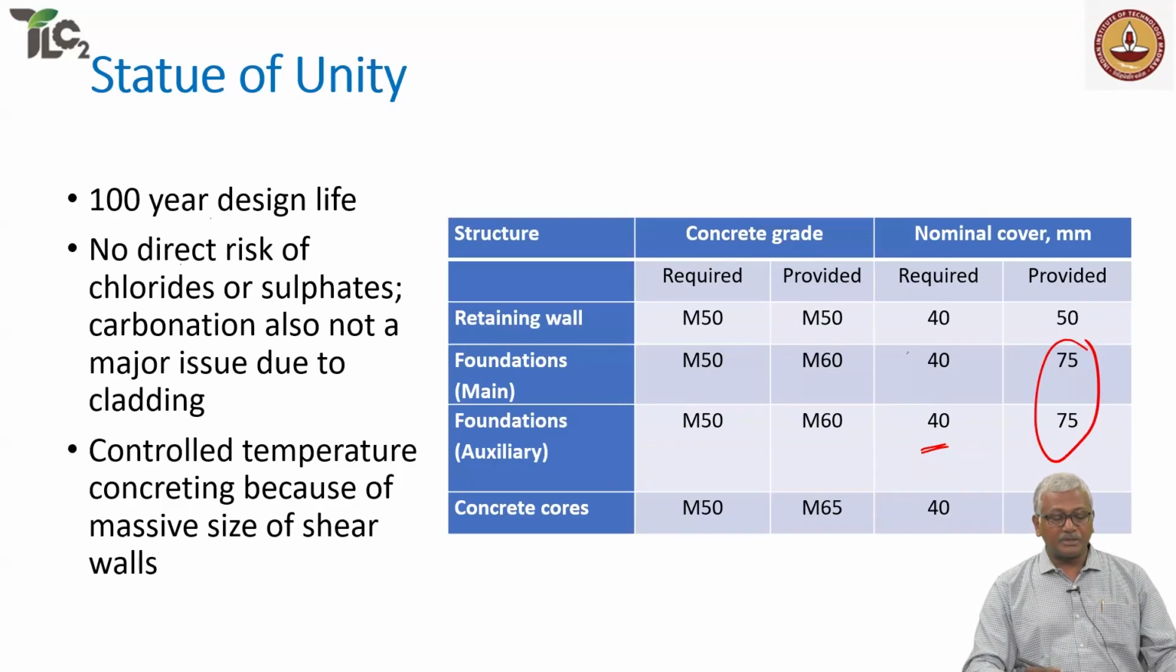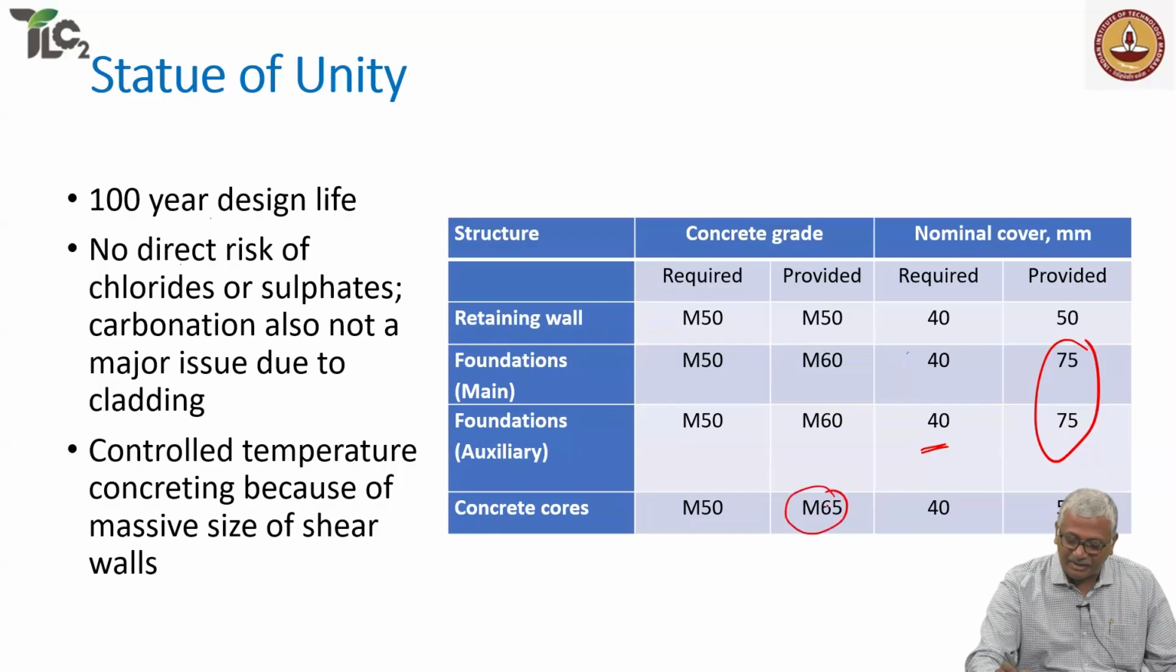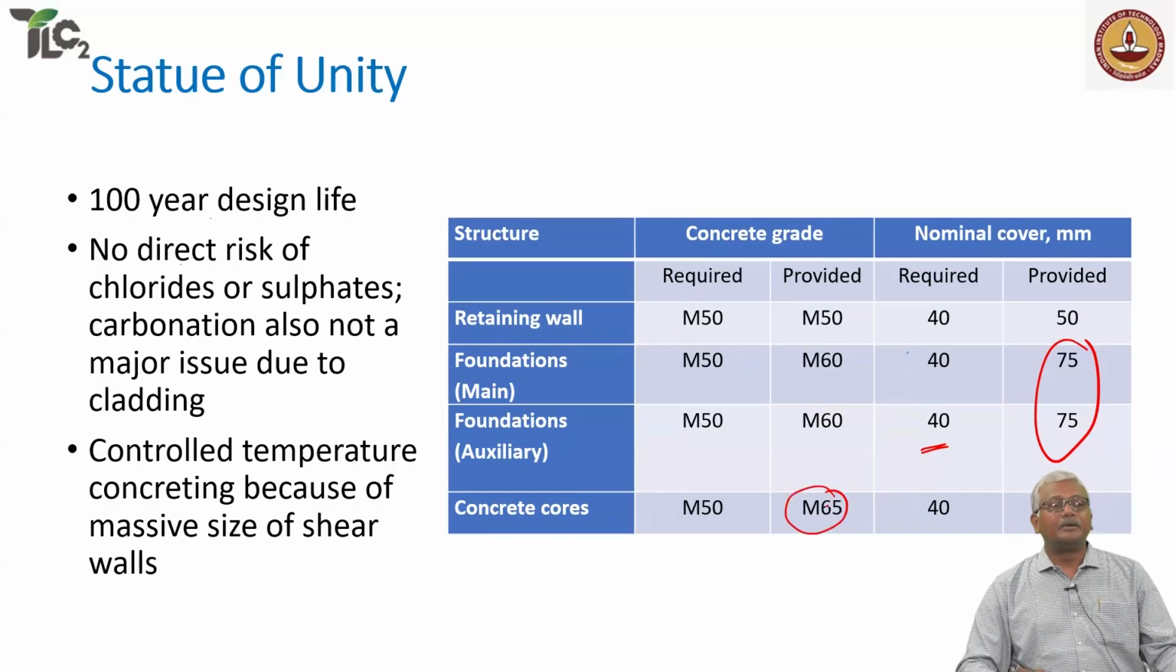Now, here the shear walls were massive, so they did temperature control on the concrete, right? And unfortunately, this was the project in which the CPWD specifications were applied by the state agency, the Gujarat state agency controlling this project. And they said that as per CPWD specification, when you're using M65 concrete, your minimum cement content should be 450 kilogram per cubic meter. Cement, not cementitious, cement content.